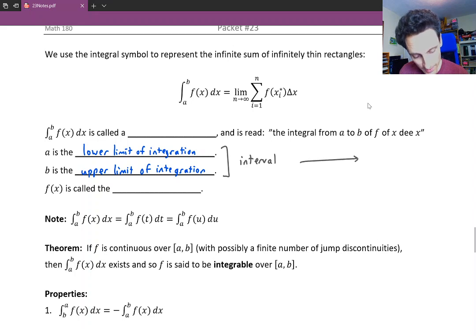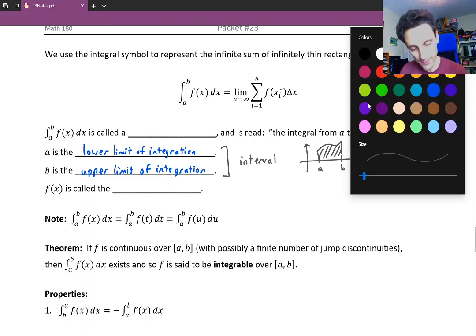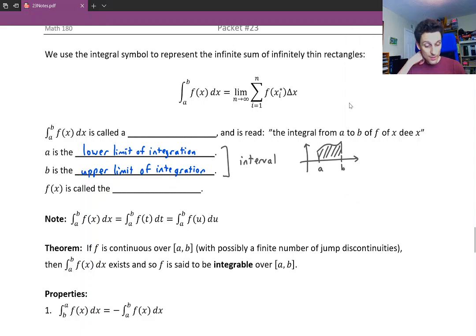So on a picture, it would look something like this. Here's A, here's B, here's maybe your function, and you're trying to find the area under that curve from A to B. That's what we're looking at. So the area under that curve from A to B is going to be represented as this integral from A to B of f of x dx. And this kind of integral is called a definite integral.